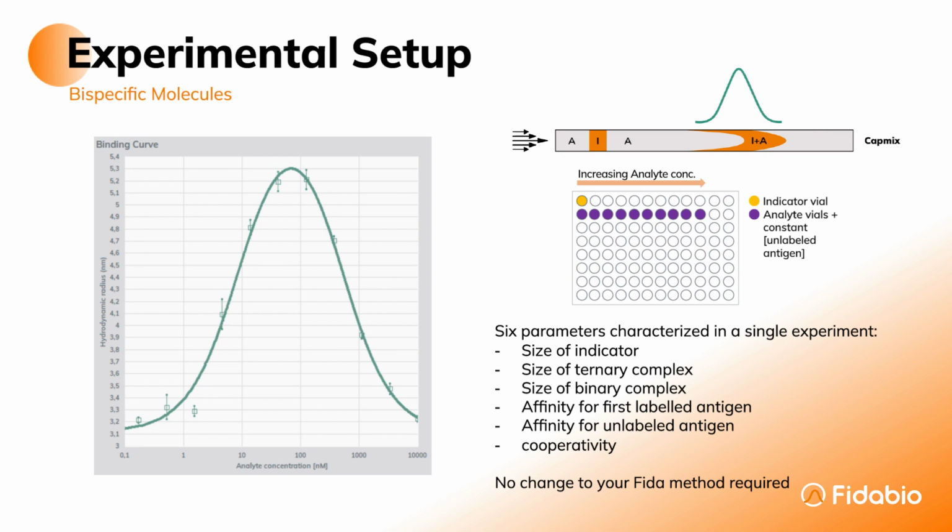Please note that it is possible to overshoot the ternary complex formation with too high a concentration of bispecific molecule. This is due to the hook effect. As such, it is recommended to do a few initial titration points to verify the correct concentration range prior to setting up the full titration. No change to your standard FIDA methods should be required.